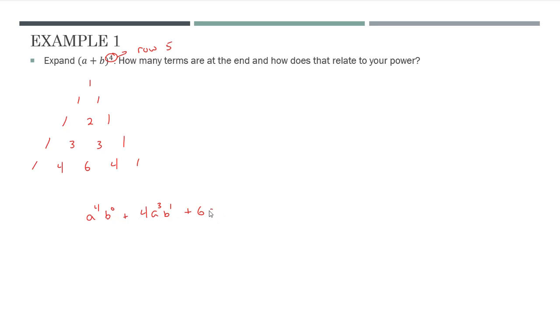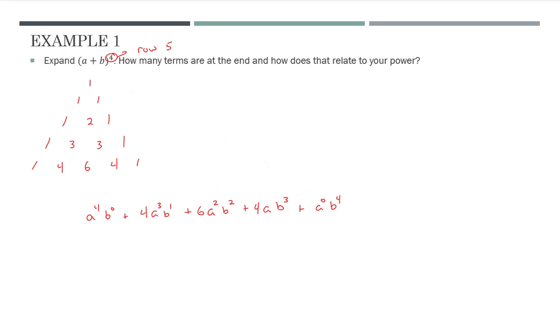A will decrease by 1, so it'll become a squared. B will increase by 1, so it also becomes squared. Next coefficient is 4, and then a will decrease by 1. B will increase by 1, so we get cubed. And then finally our last coefficient is 1. And so a will decrease by 1, so you're going to get a to the power of 0, and b will increase by 1.